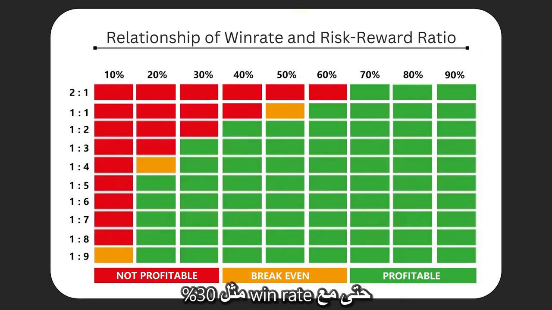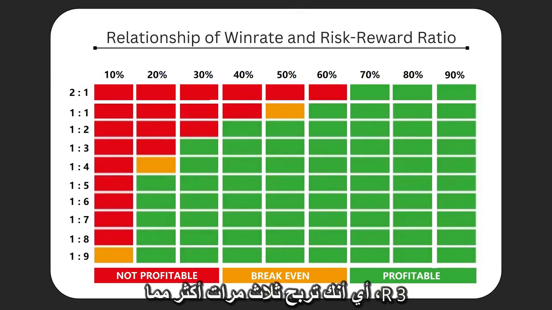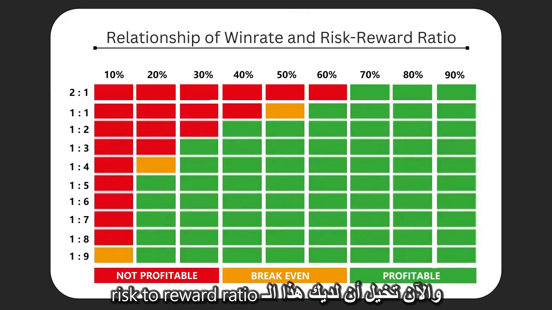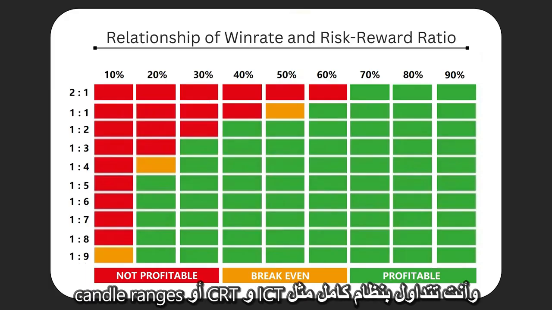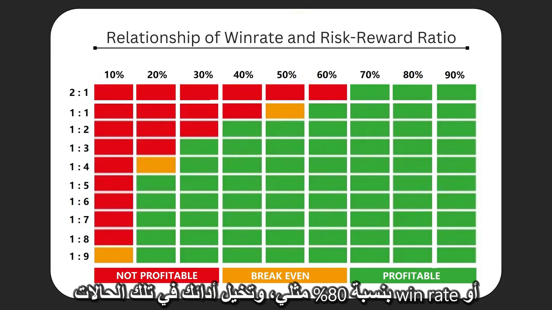Even with a win rate like 30%, which is considered an awful win rate, you will still be profitable if you follow your plan consistently, and with every trade that you win, you are winning 3R, right? You're winning 3 times more than what you've risked. And now imagine you have this risk to reward ratio and you are trading with a complete system such as ICT and CRT or candle ranges, and you have a win rate of 60 to 70% or a win rate of 80% like me. And imagine your performance in those cases, right?